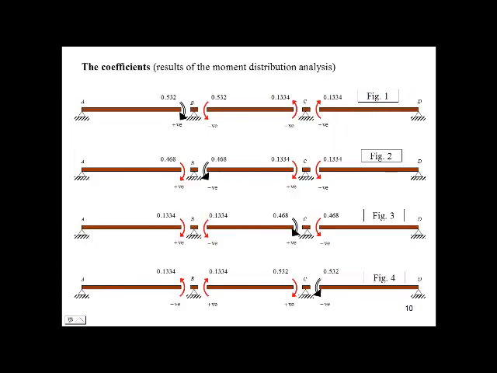When a unit moment was applied at end BC, a moment of 0.468 in the same direction of the universal negative moment was developed at end BA. When a unit moment was applied at end CB, a moment of 0.133 in the same direction of the universal negative moment was developed at end BA.